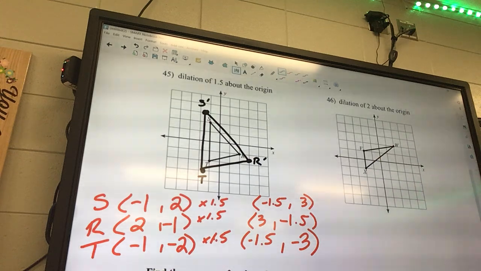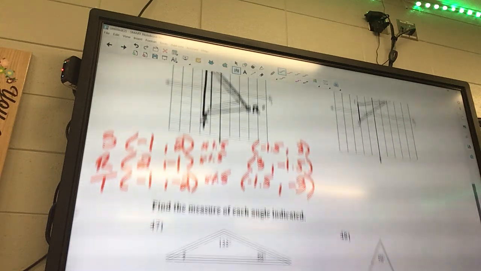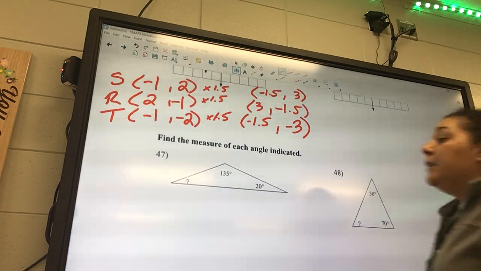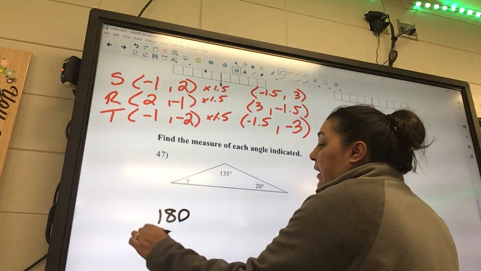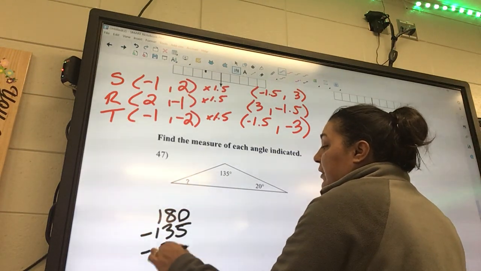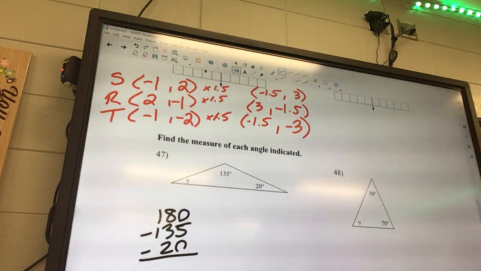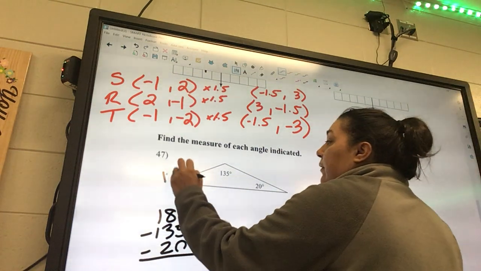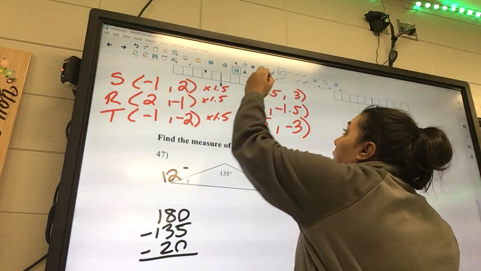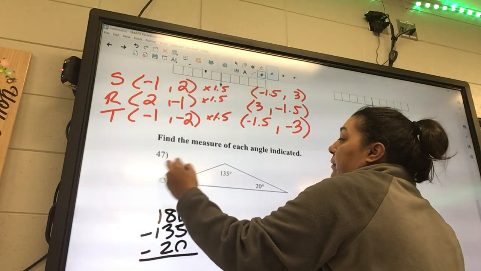Okay, 47. How many degrees are in a triangle? 180. Okay, so we're going to say 180 minus 135 minus 20. 125? Oh, I did 135. 25. 25? Yeah.